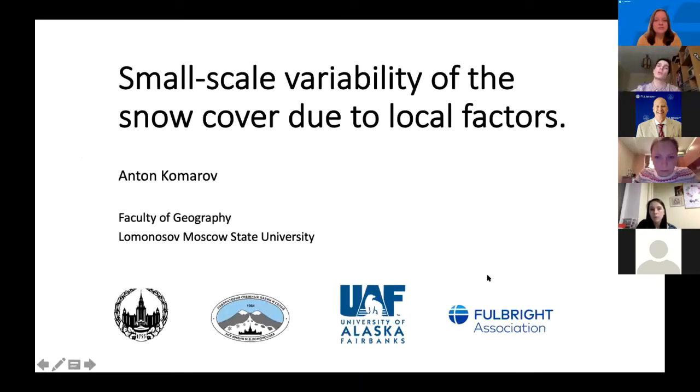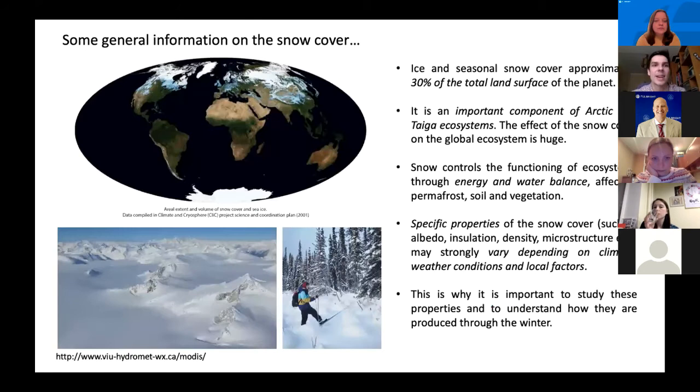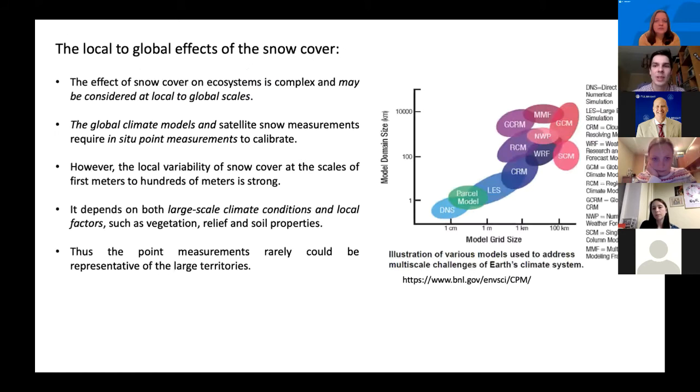So another part of my research was performed last winter in Alaska, Fairbanks, where I studied snow cover under the mentoring of Professor Matthew Sturm. It was a part of the Fulbright Program. I already showed you these slides on the general information of snow cover, so I'm going to skip it. I'll repeat that it is important because of the resolution of global climate models and satellite snow measurements.